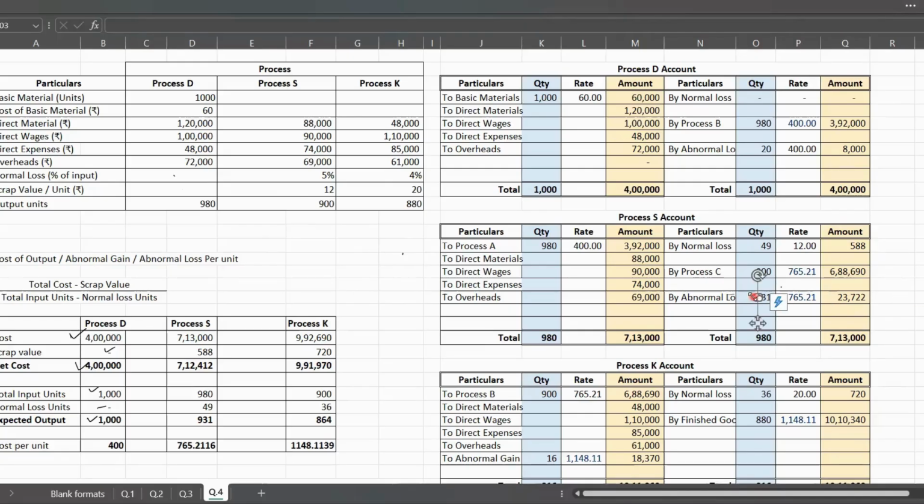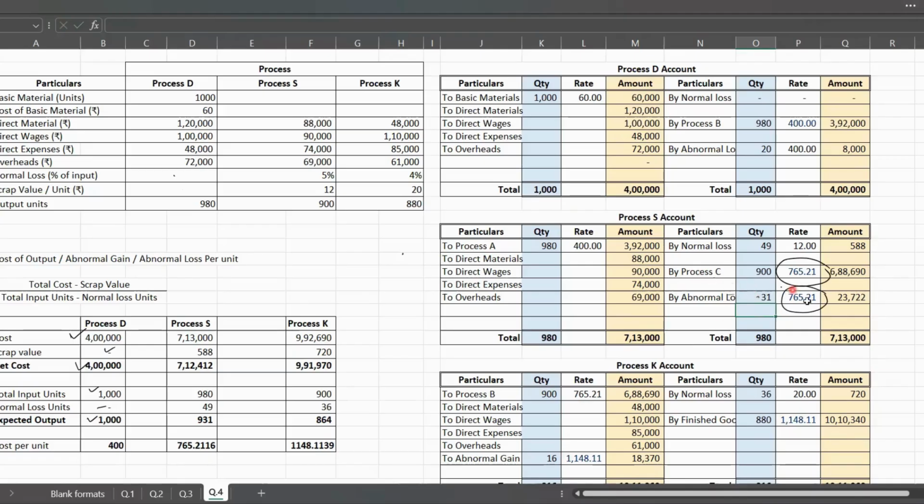In process 2, total of debit side is 980 and total of credit side, including normal loss and process C, comes to 949. So again you will find there is a difference on the credit side. So on the credit side our abnormal loss shall be 31 units. So this 31 units is abnormal loss, and our next step will be calculation of cost per unit for transfer and cost per unit of abnormal loss.